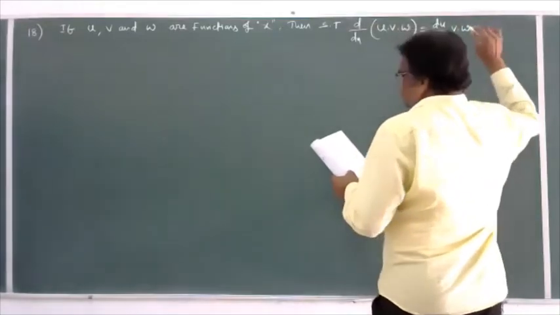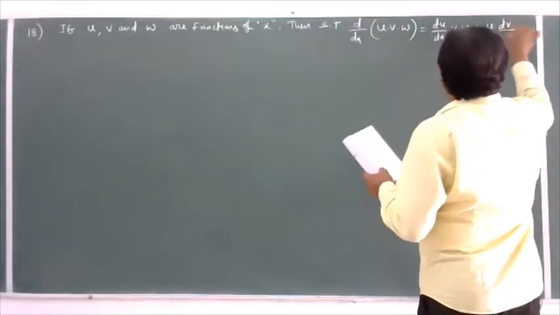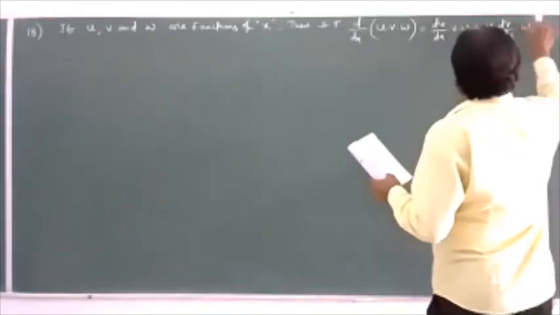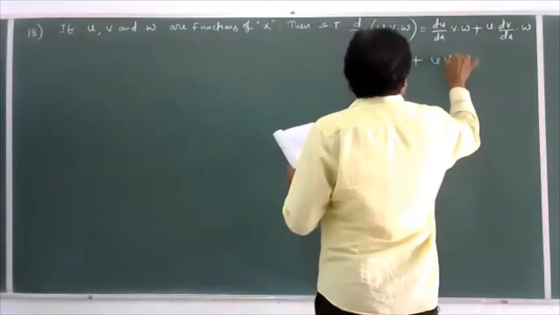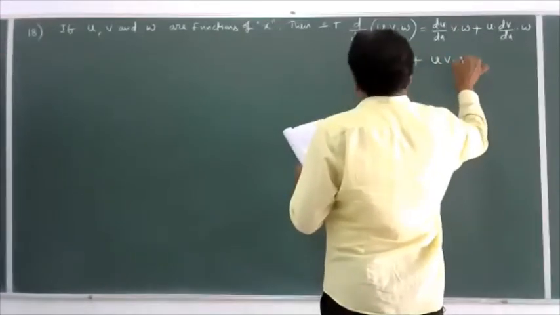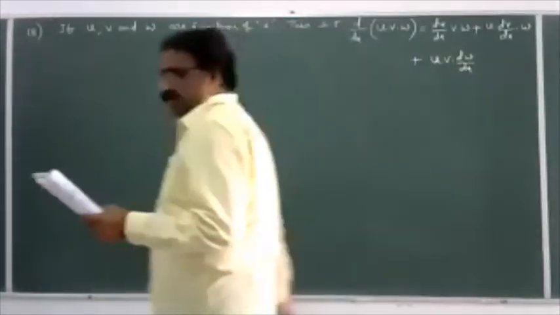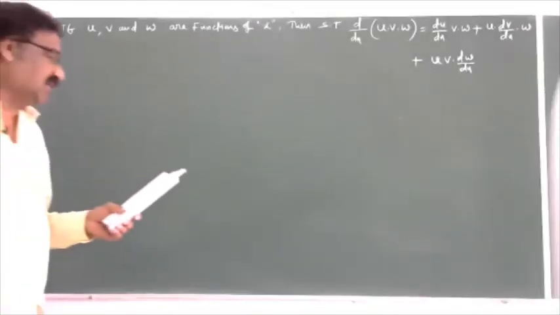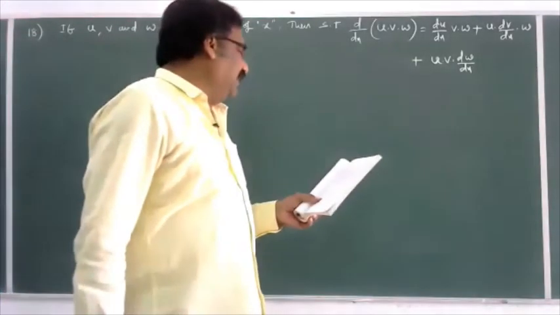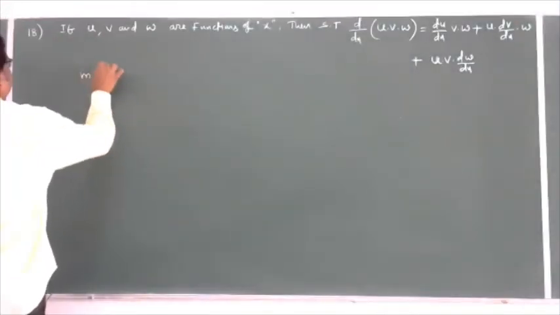plus u into dv by dx into w plus u into v into dw by dx, in two ways. First, by repeated applications of the product rule. Second, by logarithmic functions.